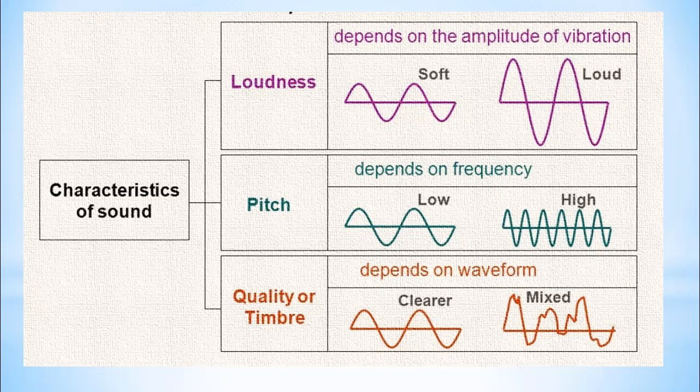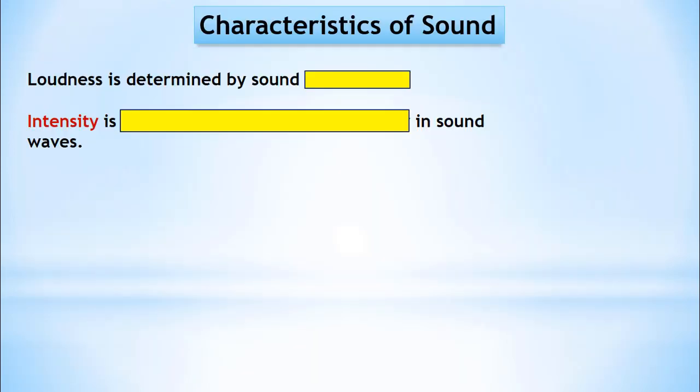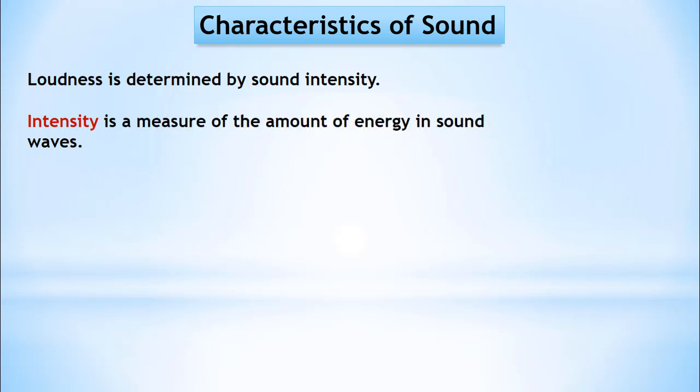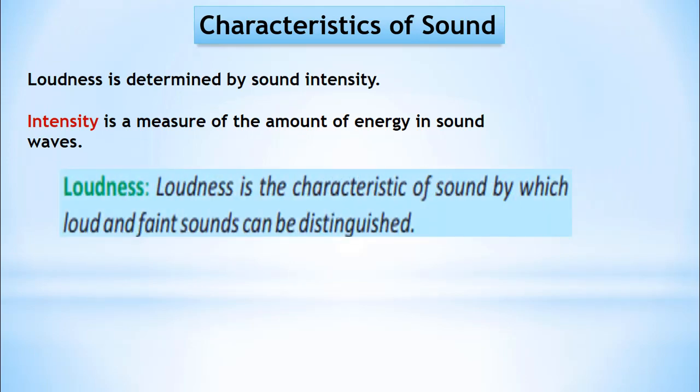First of all, we will discuss the loudness of sound. The loudness of sound is determined by the sound intensity. What is intensity? Intensity is a measure of the amount of energy in sound waves. Or you can define loudness as the characteristic of sound by which a loud and a faint sound can be distinguished. You can understand what is a loud and a faint sound with the help of this video.